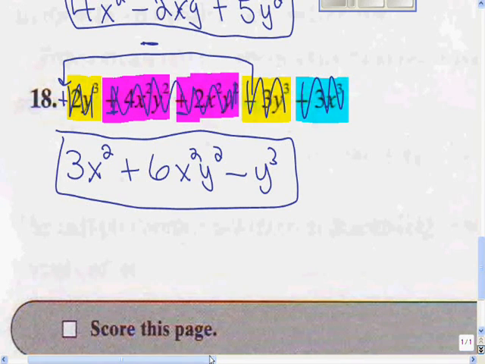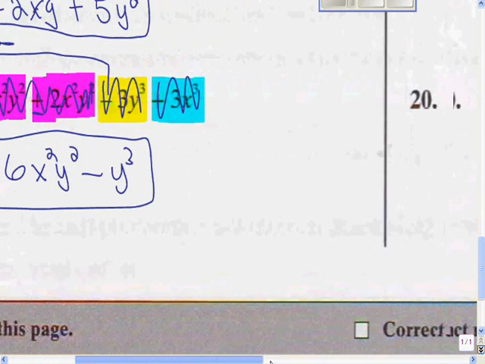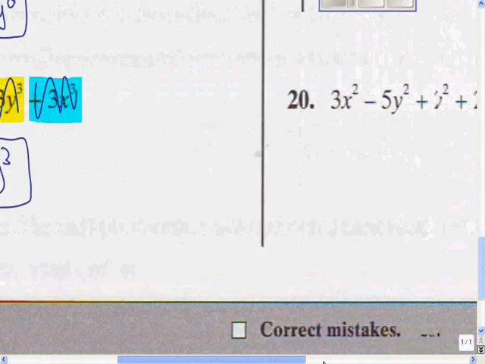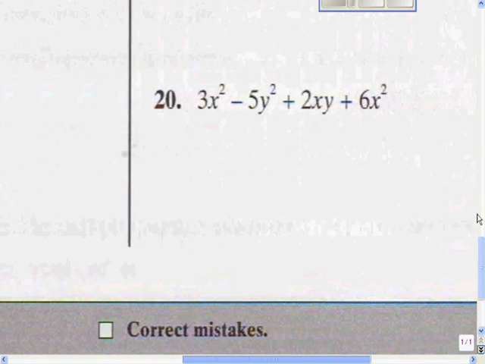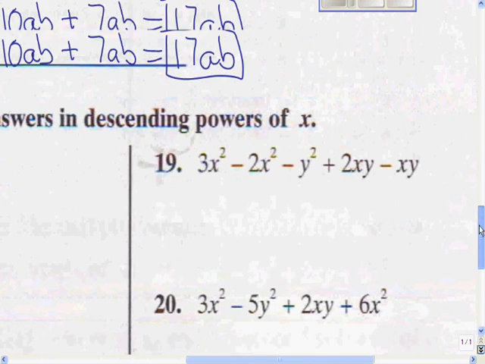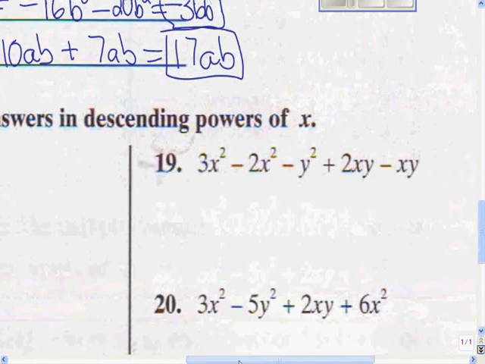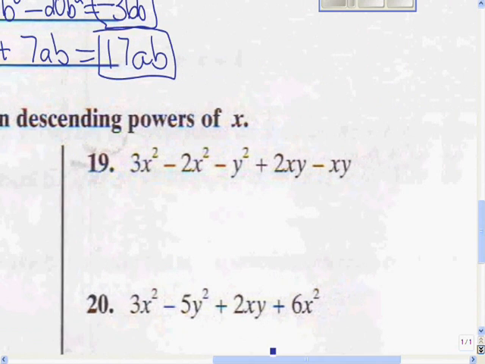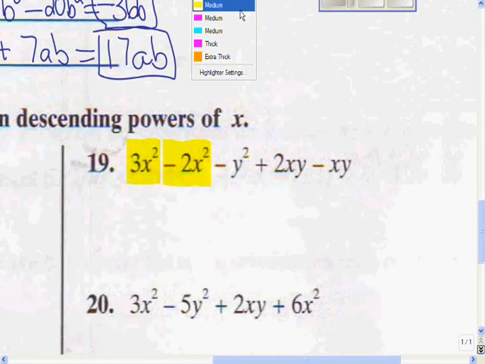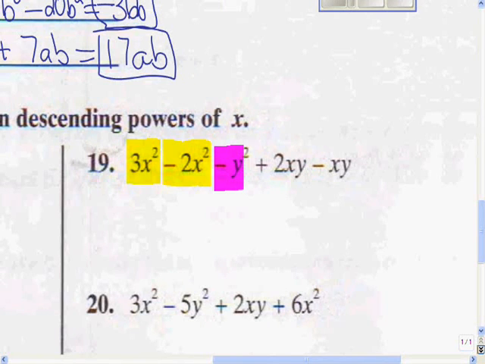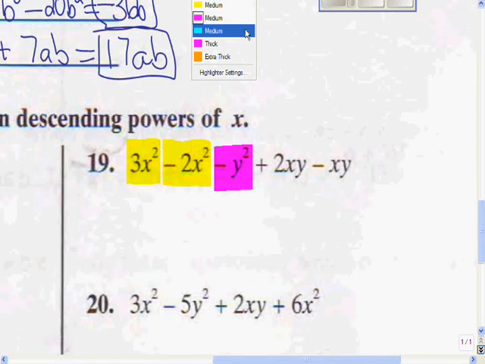Okay. We've got 2 more to go and we'll be done with our checkup. Okay, color coordinate. 3x squared, 2x squared. No more x squared, so done there. Negative y squared. No y squared, so I'm done there.